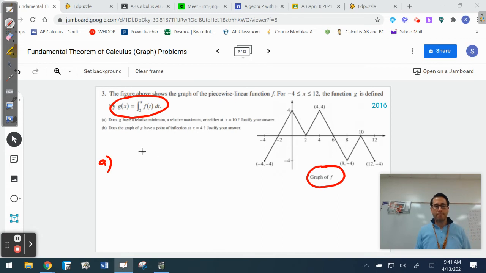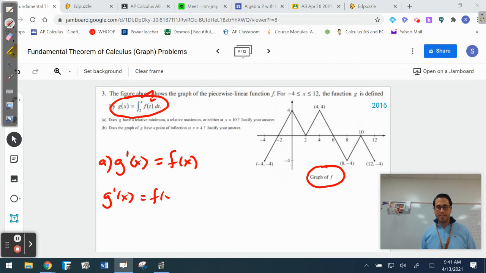All right, part A. So if I want to know if G has a min, max, or neither at 10, I've got to find the derivative of G. So here we go. This brings up the derivative of an antiderivative. Do you remember that? And there's a shortcut. And it is you just take the variable and you plug it in. That's it. Now, if G prime of x equals f of x, then I have to do a sign analysis to find mins and maxes.